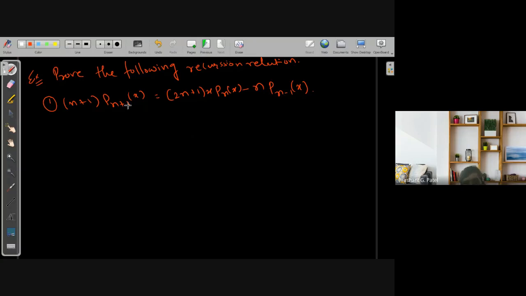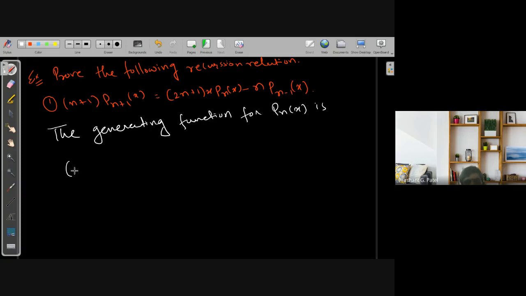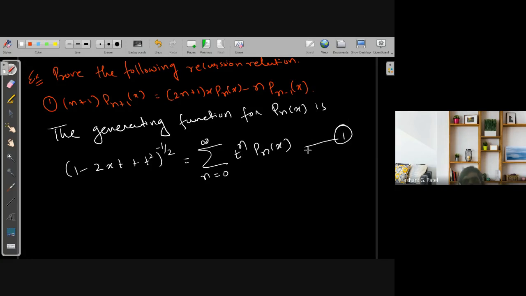Now for the generating function, we use that same formula. So the generating function for Pn of x is 1 minus 2xt plus t square raised to minus 1 by 2 is equal to summation n running from 0 to infinity t power n into Pn of x. We call this equation 1. This is the generating function. Now we'll differentiate this with respect to t.